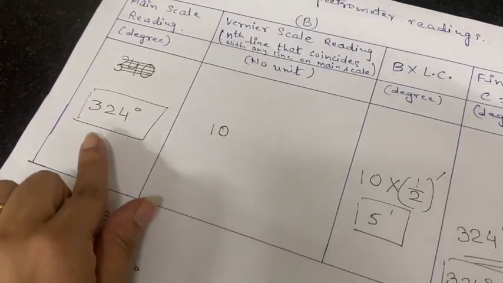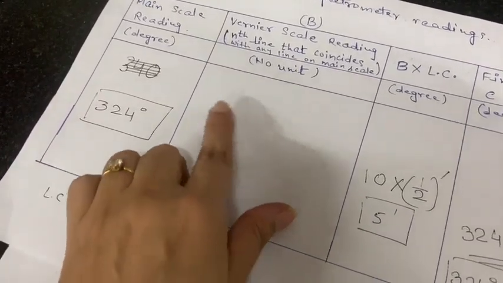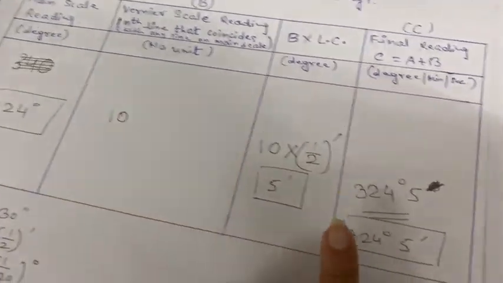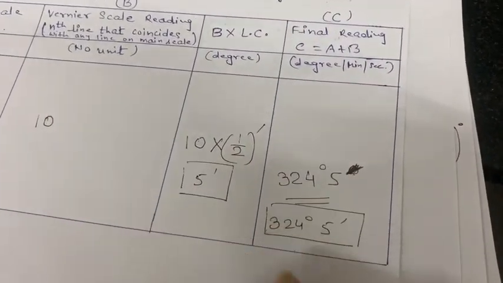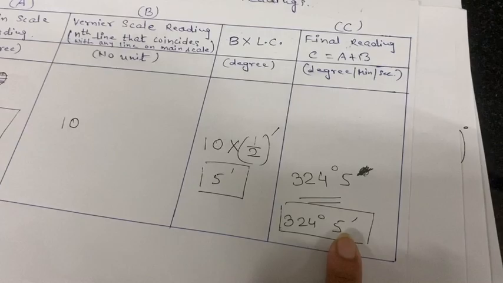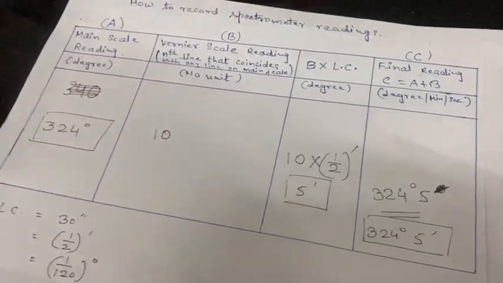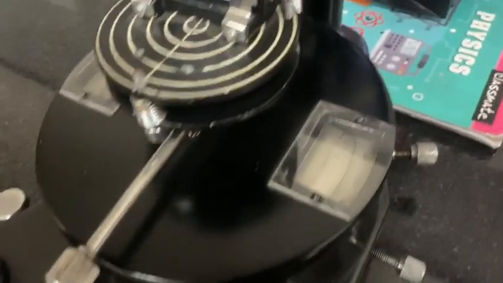This is your main scale reading, and this is the best coinciding line on the vernier scale. Now after adding these two, we get the final reading, which is 324 degree and 5 minutes. This way we take reading on both the verniers.